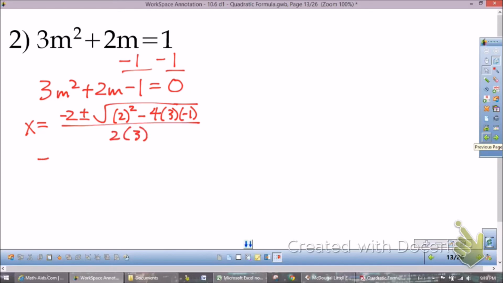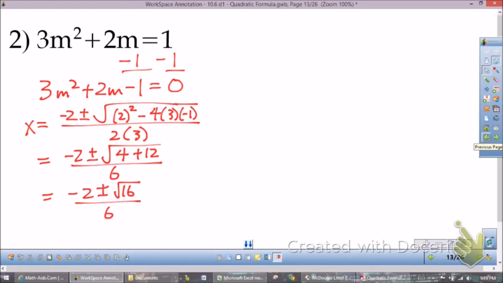Okay, let's keep going. Negative 2 plus or minus the square root of 2 squared is 4. Negative 4 times 3, that's negative 12. Negative 12 times 1 is positive 12. Awesome, we got another perfect square. Doesn't always happen, as you'll see on the next one, but in this case we're going to get a 16. Yay. Alright, now the denominator. 2 times 3 is 6. We got negative 2 plus or minus the square root of 16 over 6.